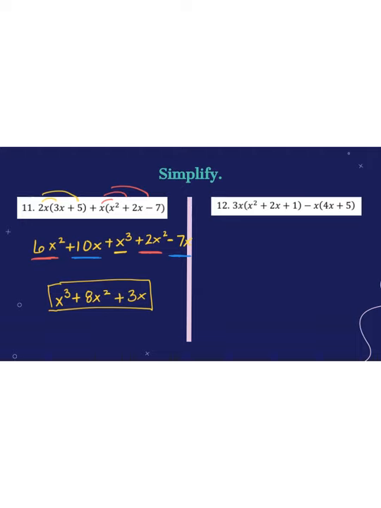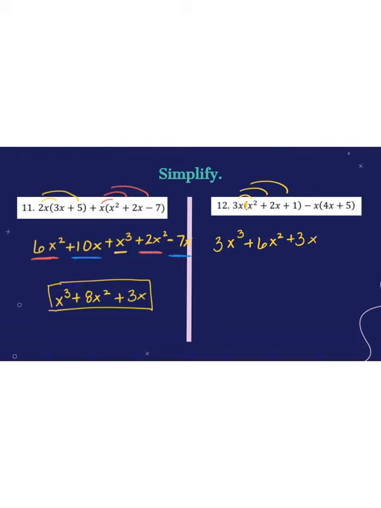Okay, number 12, our final one. So I'm going to take that 3x and distribute it to all of those. There's a little one right here. Okay, so 3 times 1 is still 3. I have x times x squared. That's going to be x to the third. 3 times 2 is a positive 6. I have an x times an x. That gives me x squared. And 3 times 1 is a positive 3. And then I just have an x.